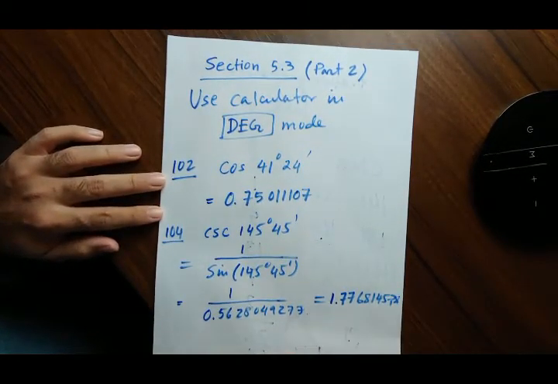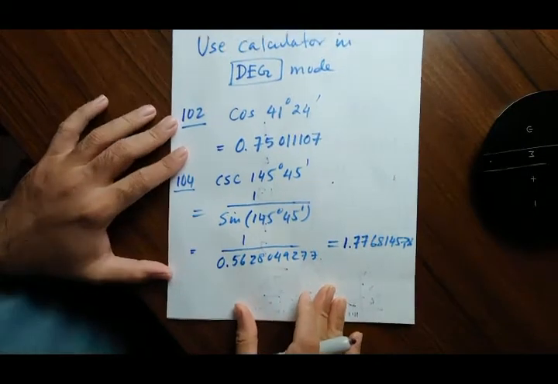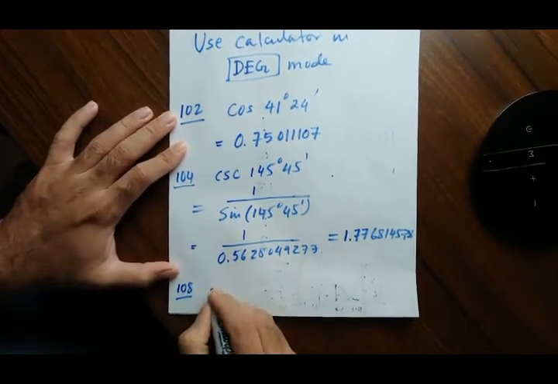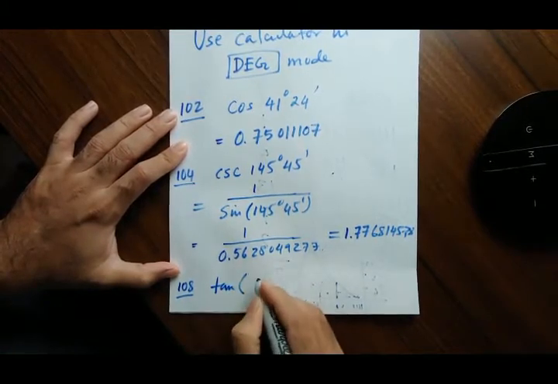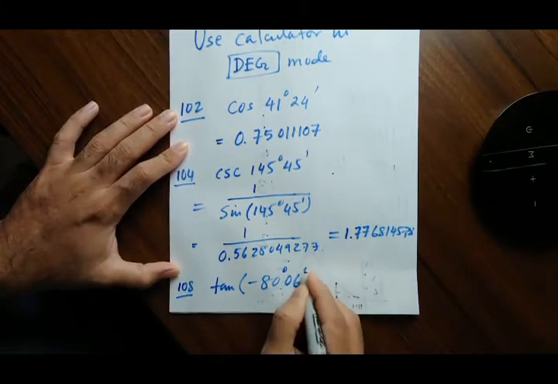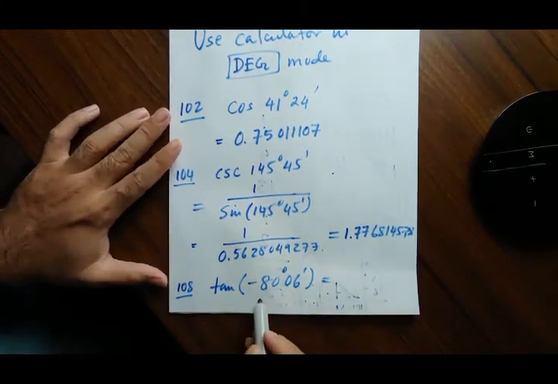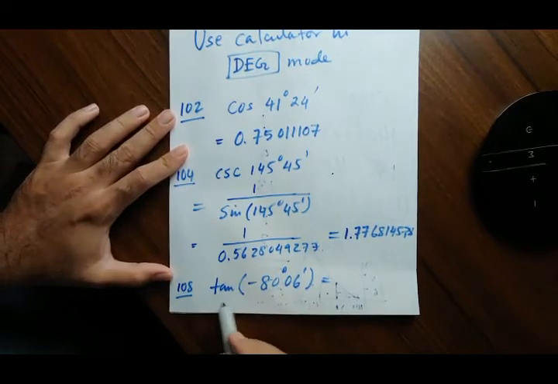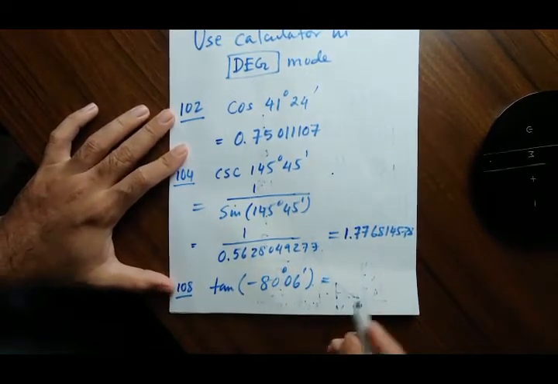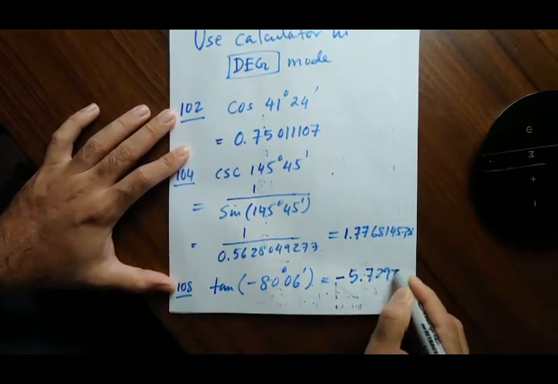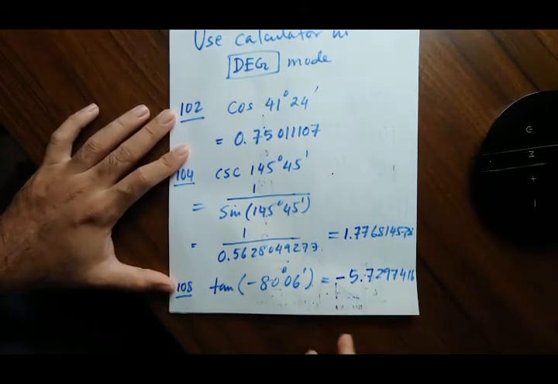Let's move on to 108. In 108, it's a tangent of a negative angle, negative 80 degrees and 06 minutes. Again, you can plug in the whole thing there, negative 80 degrees and 06 minutes, and take the tangent. You can directly do that in your calculator, and the answer will be negative 5.7297416.